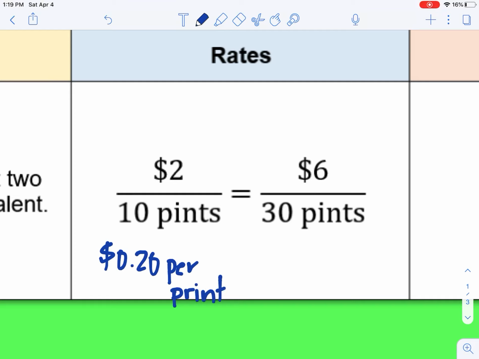And on the other one, I have $6 for 30 pints. If I do 6 divided by 30, I get 20 cents per pint. So I know that those are proportional. They form a proportion.